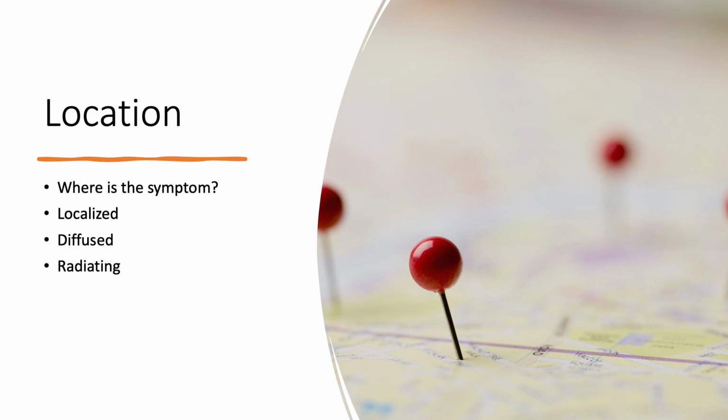Location of the symptoms. Where is it? Is it localized? Is it all over the place? Is it radiating somewhere? That's important. Somebody has abdominal pain on the right upper side radiating to the shoulder. We know this is gallbladder inflammation, we call cholecystitis. That means it is very important to understand that radiating pain is important.